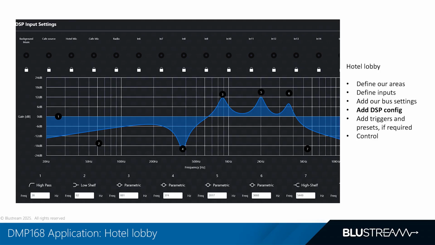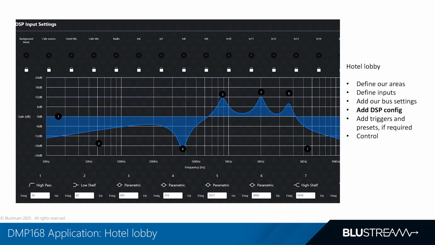So now that the system is up and running, the final step is adding any DSP parameters, right? So essentially, it's an audio toolkit built into the DMP168 where we can apply filters, equalization, and the limiters that we talked about earlier to help polish the sound after that system is live.